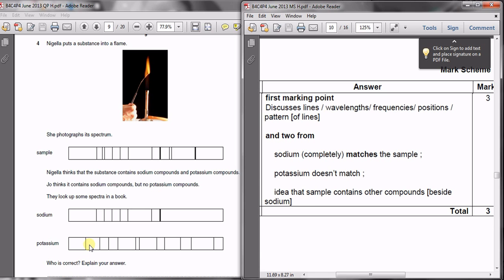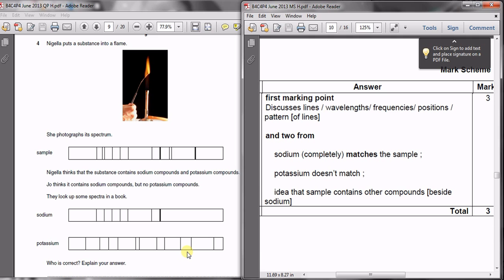Okay, if we look though at the potassium, the lines don't match up. None of these match up with the lines in the sample spectrum. Some of them might look very close, but they're not. If you use a ruler and draw a line vertically upwards, they are not shown within the sample spectrum. Some of them are slightly close to others, but they're not exactly the same. So in terms of who is correct, it's actually Joe, because there are sodium compounds but no potassium compounds, because none of the lines match up in the potassium.